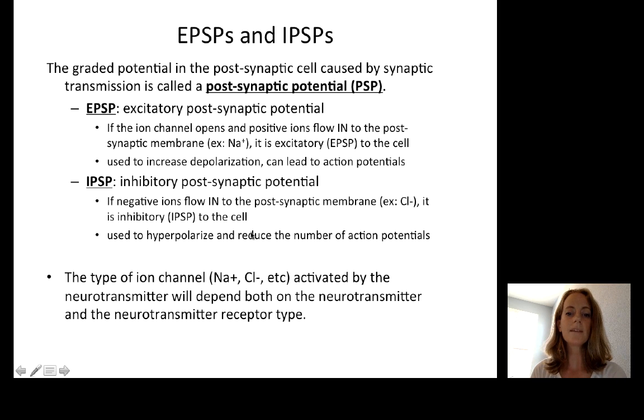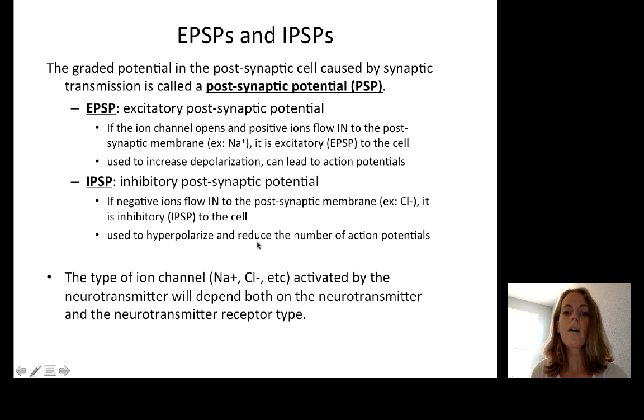There is another possibility, which is also important for balancing the nervous system. That is that negative ions can flow into the postsynaptic membrane. For example, this often happens with chloride channels. If a negative ion flows into the postsynaptic membrane, meaning that chloride channels are opened by the neurotransmitter, then this will be inhibitory. This is going to hyperpolarize, or bring the membrane potential down further from rest, and this will get us further from threshold.